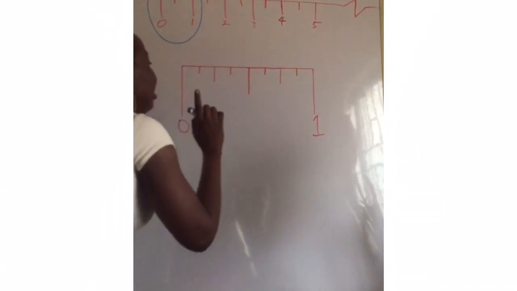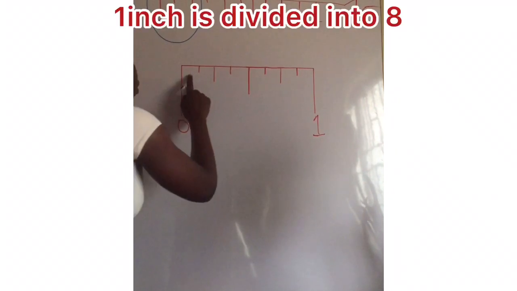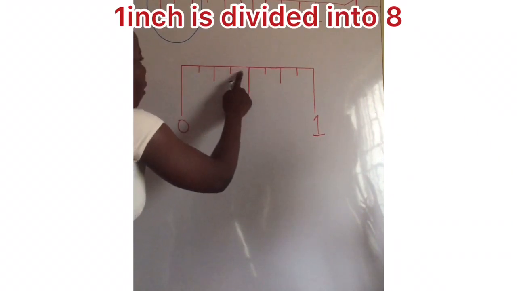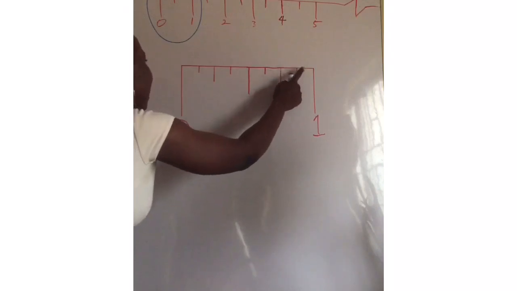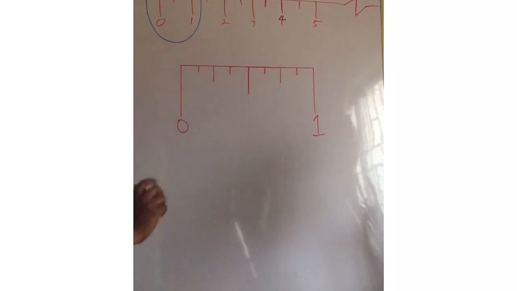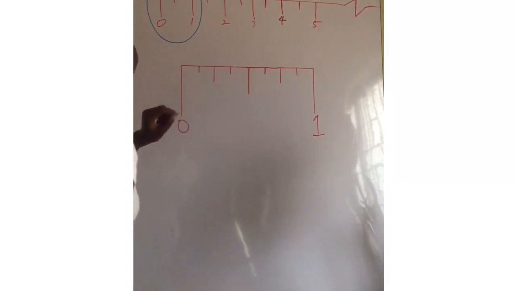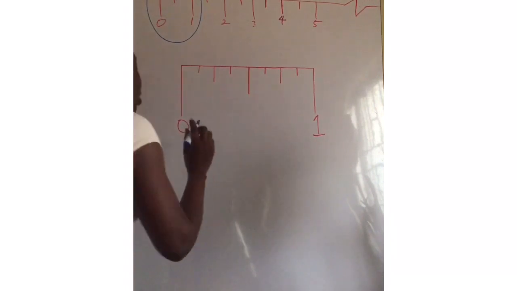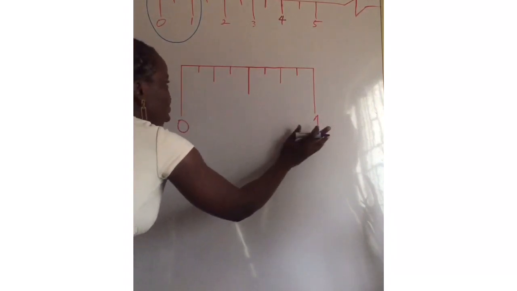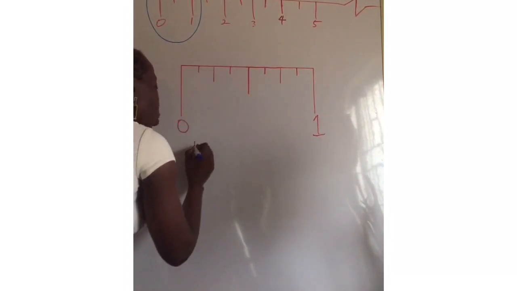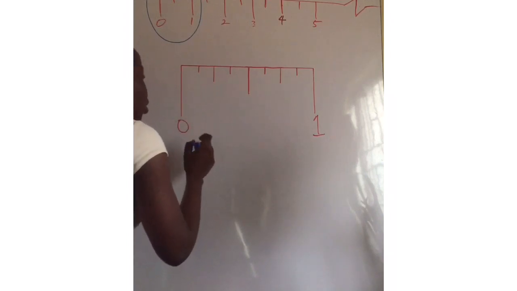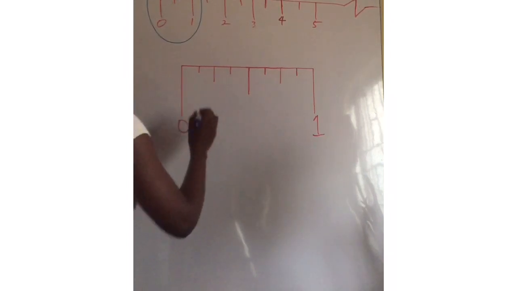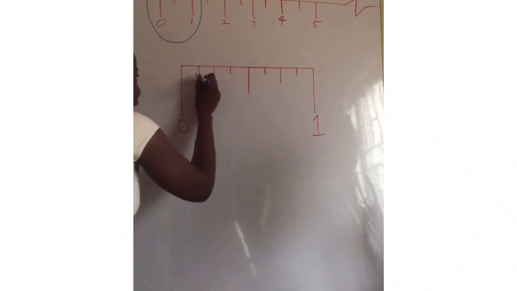So an inch is a division of 8. 1, 2, 3, 4, 5, 6, 7, 8. I hope you understand. So you can compare with your tape rule as well. An inch is a division of 8. So that means 1 inch for each stroke is 1/8 per division. That means the first one is automatically 1/8.